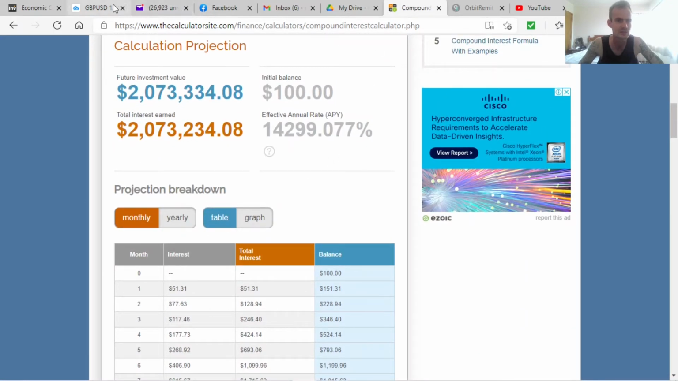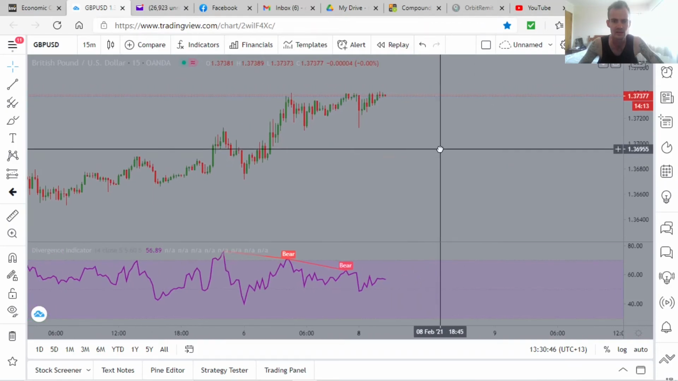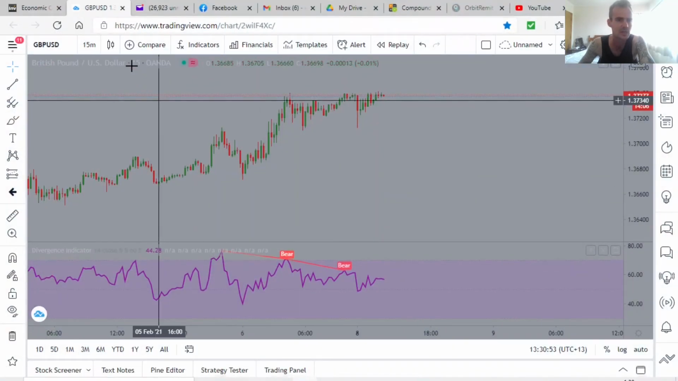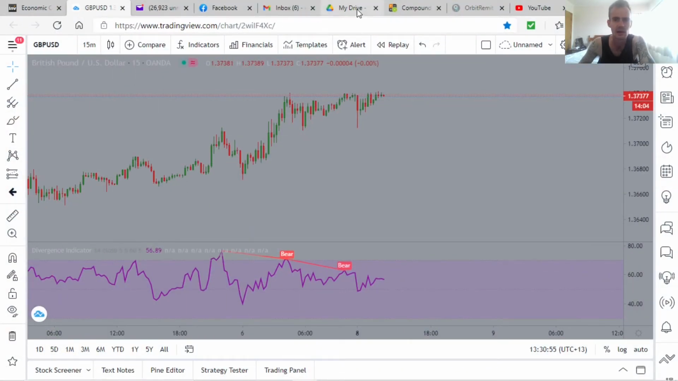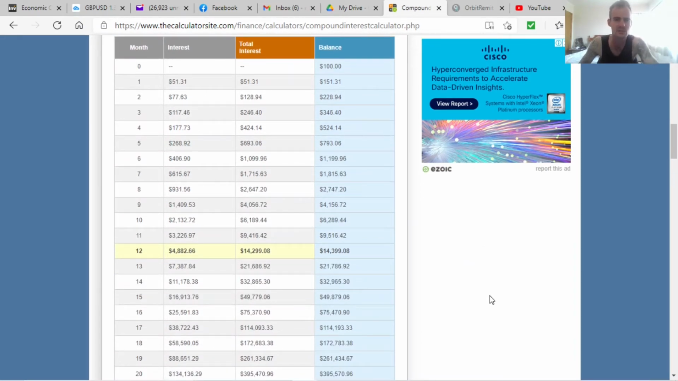Okay, so you can use this strategy. Get good risk to rewards and just aim for 10% in your account. Once you've hit your 10% for the week, then you just finish. You finish for the week. You don't need to put yourself under pressure.